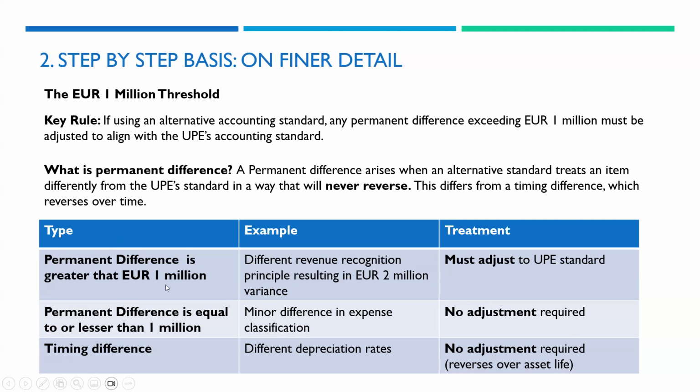Okay. Now, what you have to understand is, you have to understand each difference separately. So let's say that there is a different revenue recognition. It's 2 million. Okay, then you have to adjust.